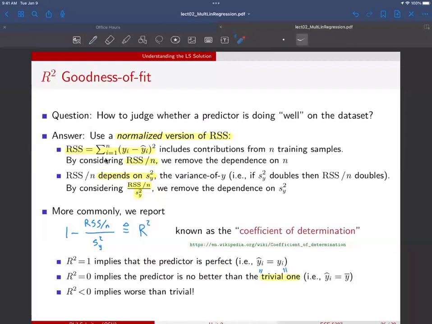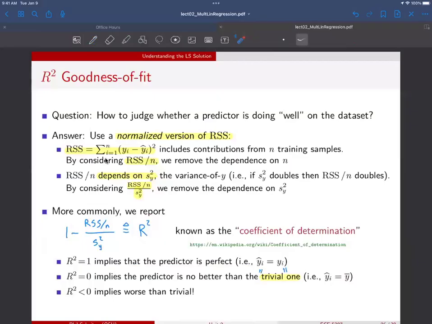So that's sort of the worst case for a sensible predictor. Now, it is possible to get a negative R squared if you use just a poorly designed predictor. You can definitely get something that's arbitrarily negative, so worse than trivial. Okay, so that's just something to keep in mind.